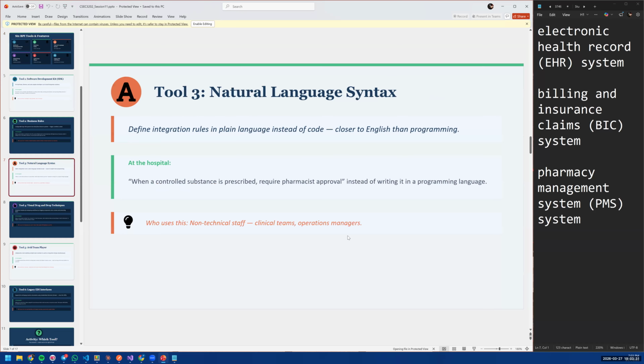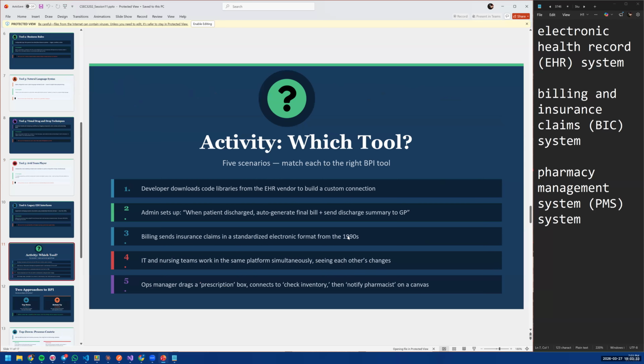Is this the last one then? Number 5, where an operations manager creates a workflow by dragging a prescription entered box, connecting it to a check inventory box, and then to a notify pharmacist box, all on a graphical canvas. I'm sure you'll be able to tell what this is. Visual drag and drop. Yeah. So visual drag and drop, that one is the graphical interface. That one doesn't include any kind of coding. It's just visual workflow design.